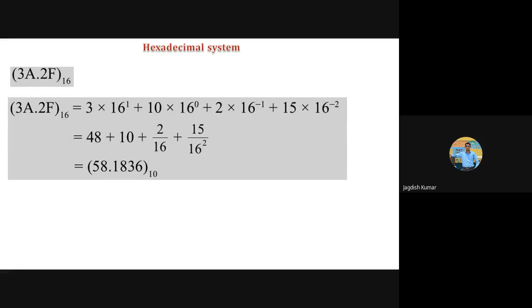Jyoti, what mistake had you made? Why did you get 310.215? You may type your answer, no problem. If you have a network problem, you can just type it.